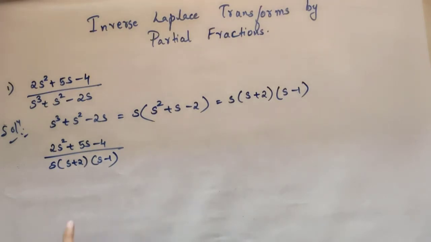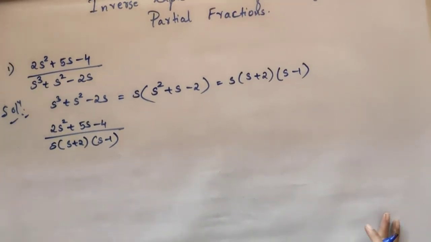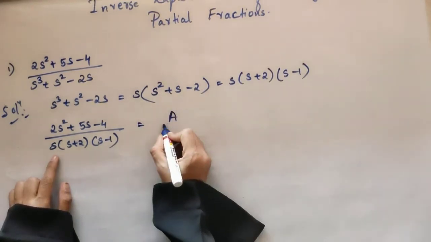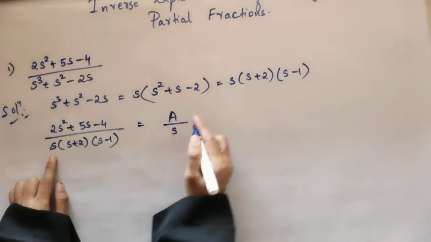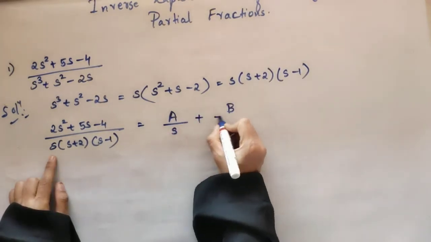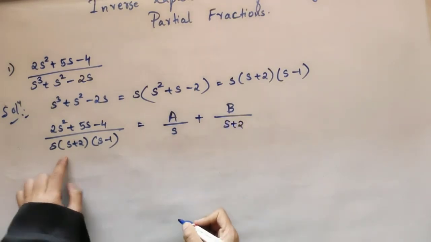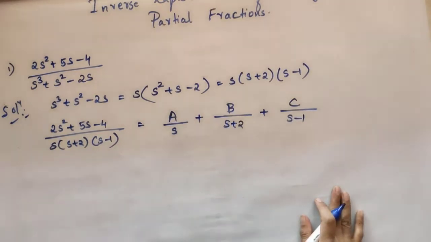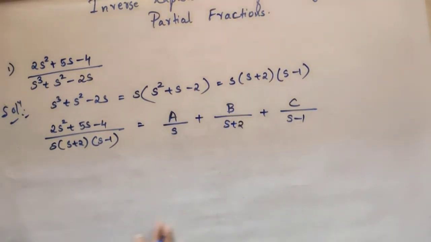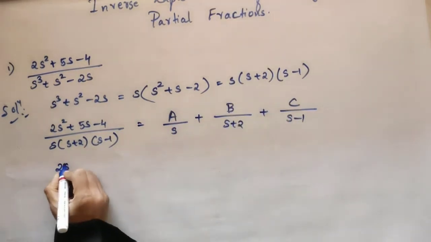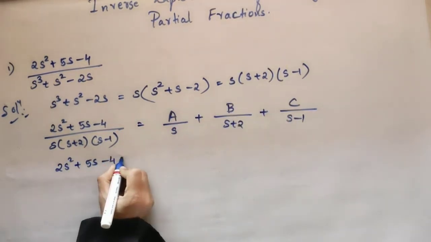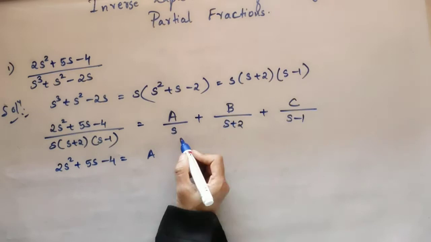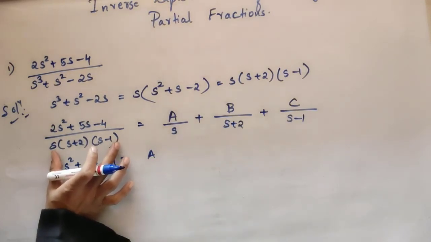Now by partial fractions, what do you mean by that? You first write, using some constants, A divided by the first denominator term, that is s, plus B divided by (s plus 2), plus C divided by (s minus 1). Now all you need to do is find the constants A, B and C. For that we need to simplify this. So you will have 2s square plus 5s minus 4 equal to A times, now what is the LCM? Obviously the LCM will be the same as what is written in the denominator here.